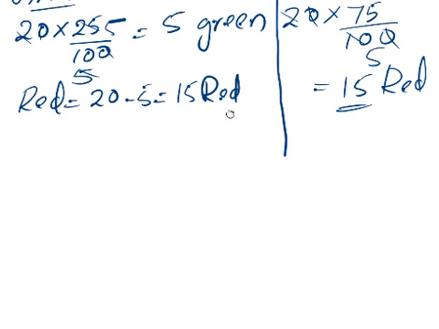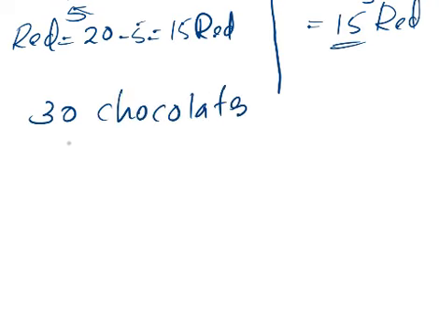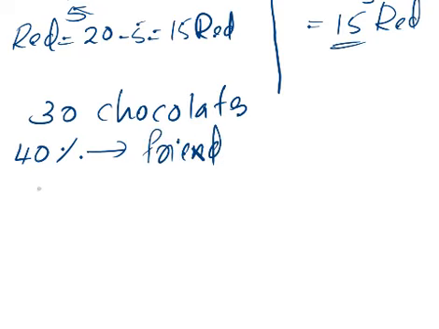Okay, I'll show one more example. Suppose you have 30 chocolates with you, and you are going to give 40 percentage of these chocolates to your friend, and you're going to eat the remaining chocolates. So what is your share? The question is, what is your share?